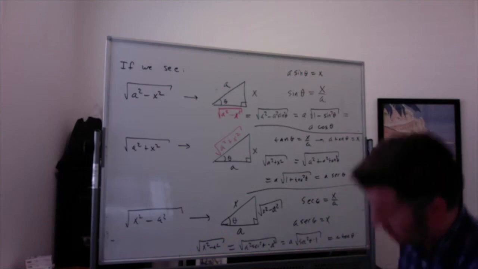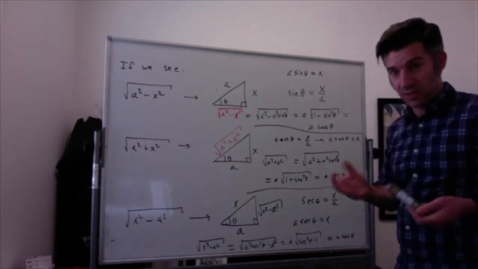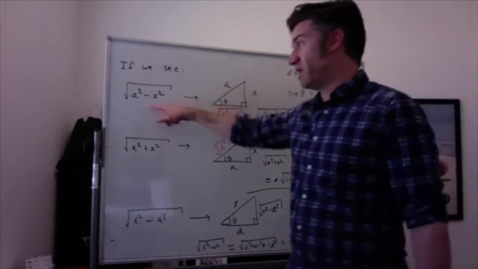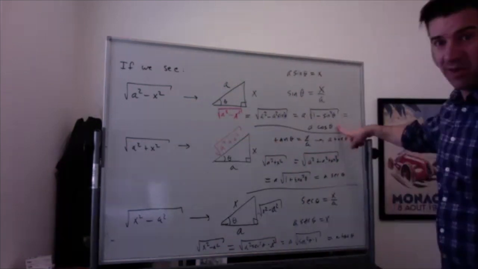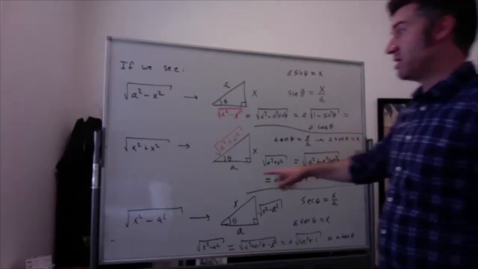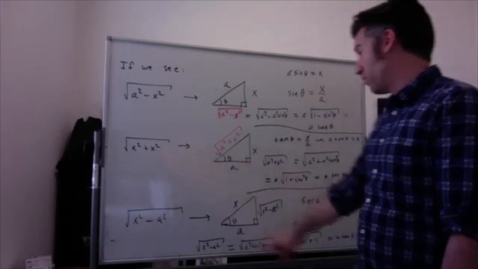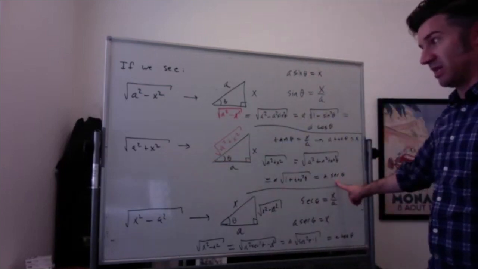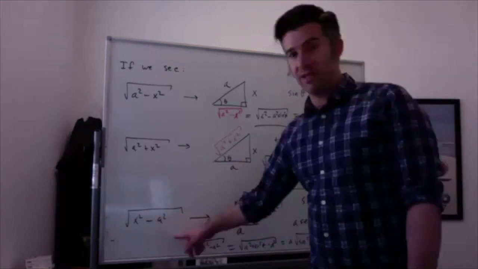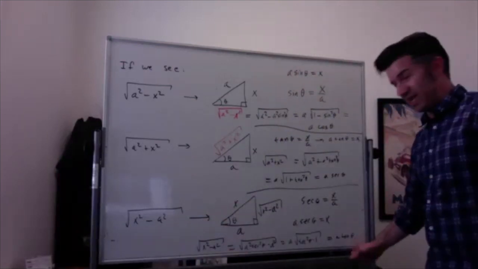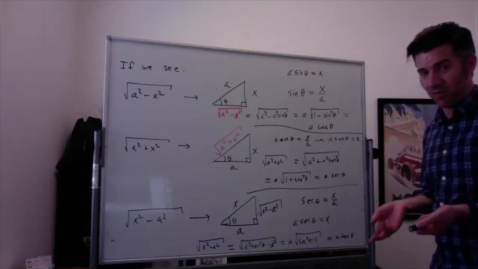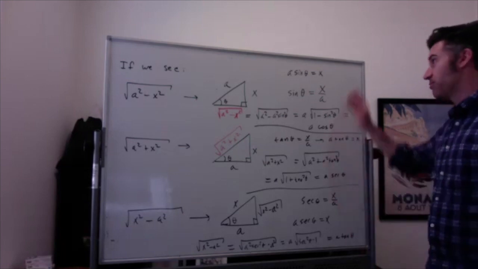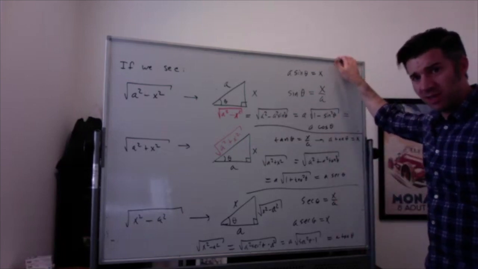So, in our integrals, if we see a square root of a squared minus x squared, we're going to be able to replace it with an a cosine theta. If we see a square root of a squared plus x squared, we're going to be able to replace it with an a secant theta. If we have the square root of x squared minus a squared, we're going to replace that with a tangent theta. Now, I still think it's good to write out the work, but this is really the idea that's happening. Let's look at some examples.